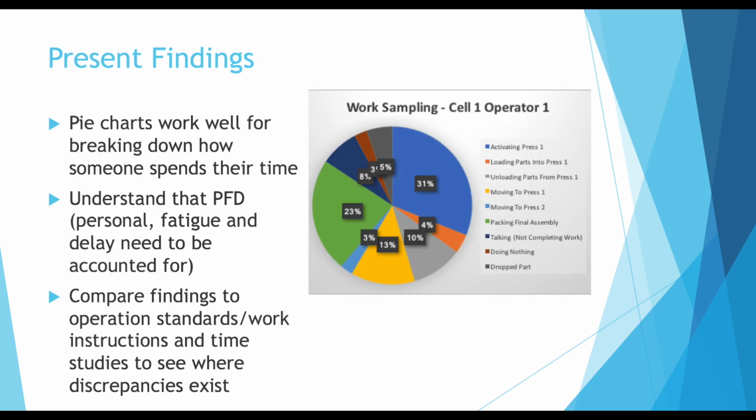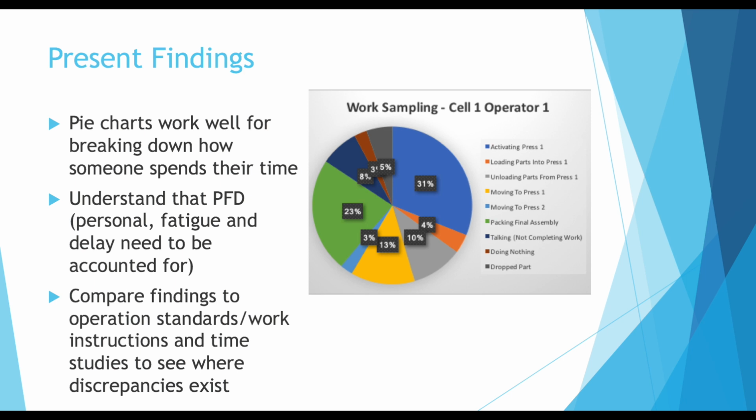So you've done your study. How do you analyze the data and/or present it? Well, I found that for work sampling, pie charts work really well for breaking down how someone spends their time, or how a group of people spend their time. So if you can't tell from the number of observations, when you put it into pie chart form, you might notice, wow, they're spending 5% of their day dropping parts. Or how come it takes them 3% of their day to walk to one machine, but 13% to walk to another? So a well-labeled pie chart will help you begin to discover discrepancies when you compare it to the operation standards or work instructions or time studies to see where things just don't line up.